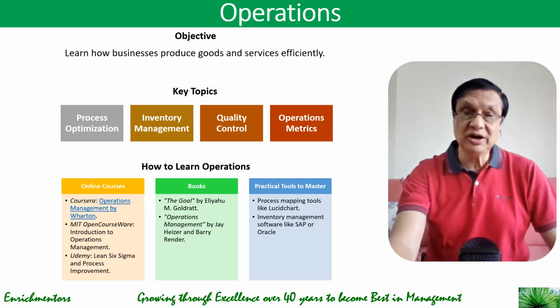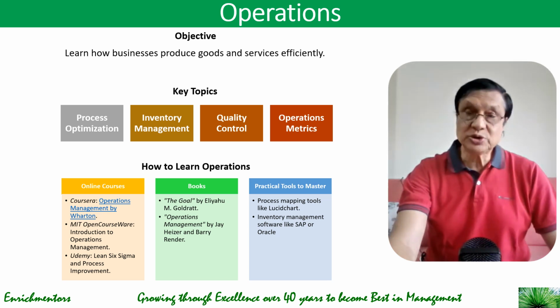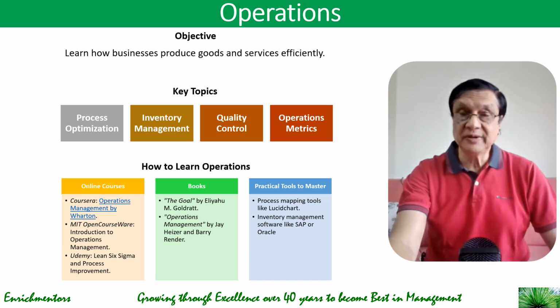Again, how to learn these operations things? Three ways again. Online courses: you can learn operations management by Wharton, a course on Coursera, MIT OpenCourseWare's introduction to operations management, and on Udemy, Lean Six Sigma and process management. I also have a course on Udemy on excellence master in operations, integrated operations and supply chain management.